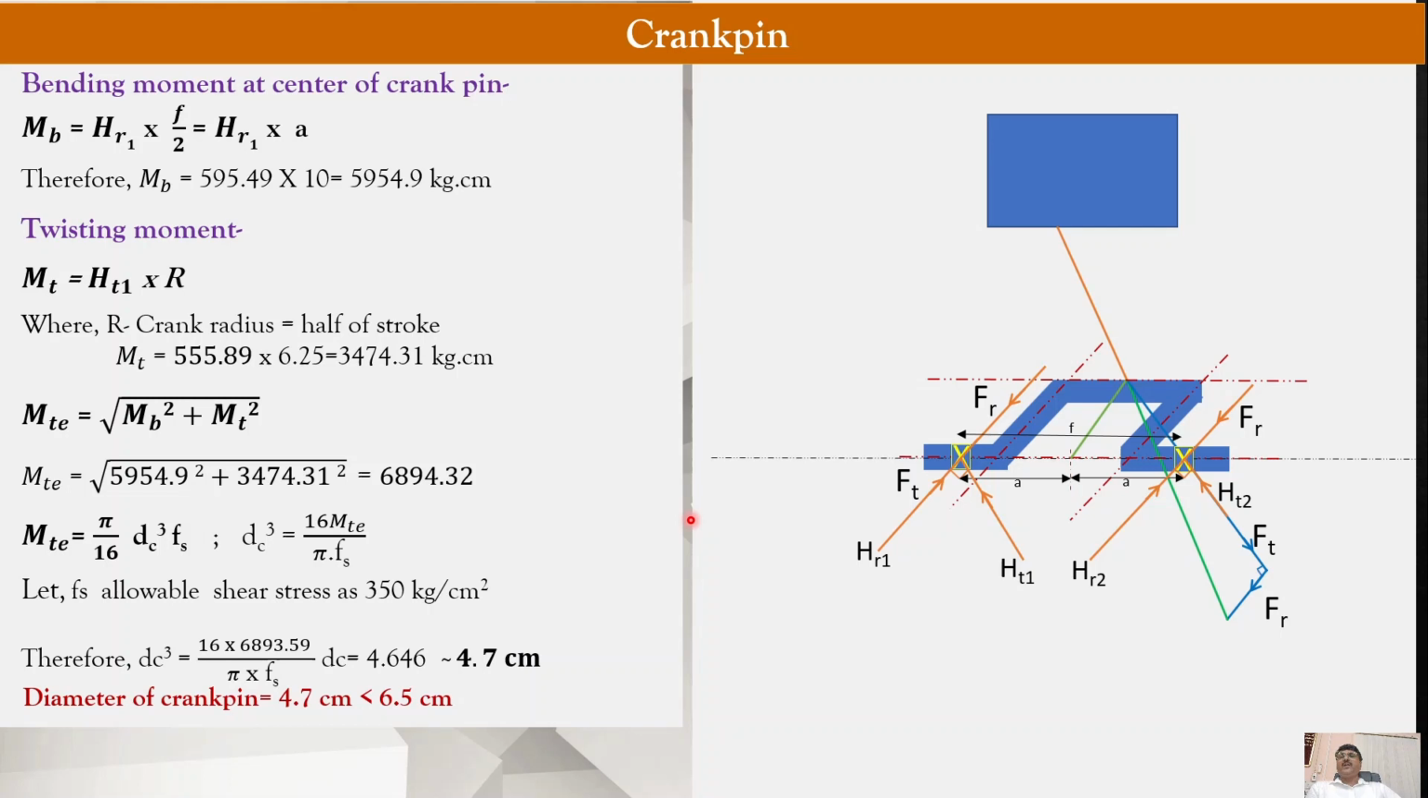But we have already calculated the diameter of crank pin in the previous section. You can see it is 65 millimeter. So here it is safe.